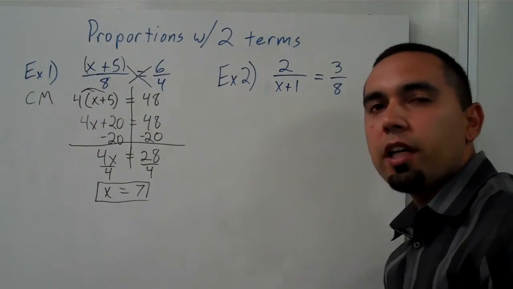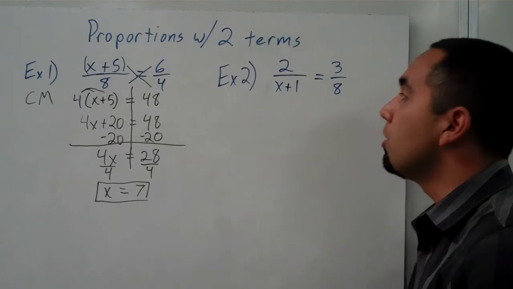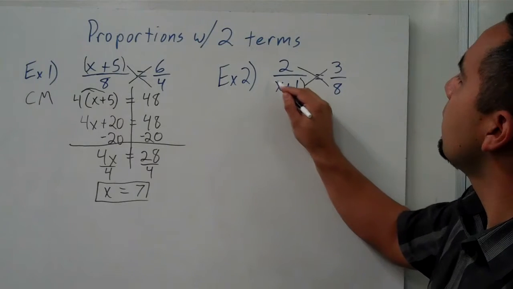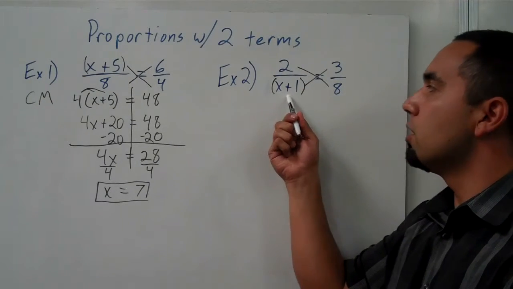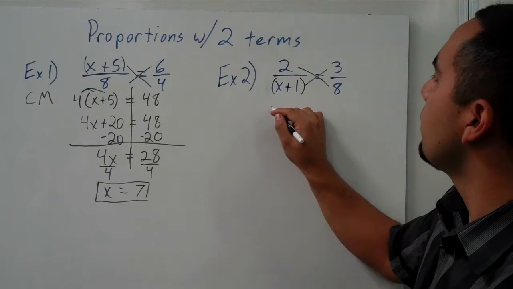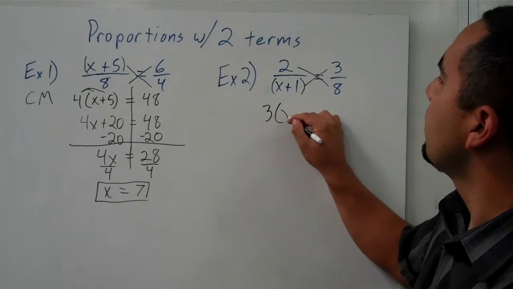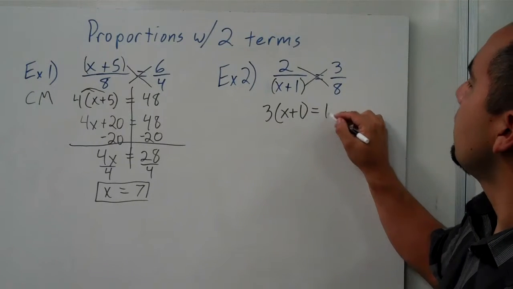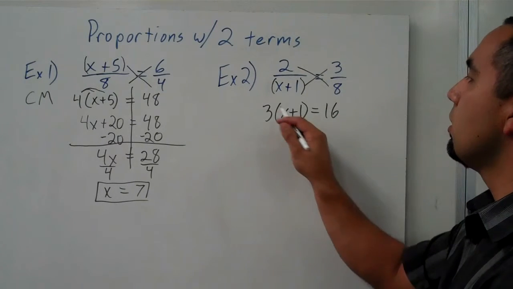Example number 2. The first one we had x in the top, now we have x in the bottom, but everything goes exactly the same way. It looks a little bit different, but we still want to do the same exact thing. I like to put the parentheses on first, that way I remember that I'm multiplying everything, and I don't forget. So I have 3 times (x plus 1), and that equals 2 times 8. That one's a lot easier, that's 16.